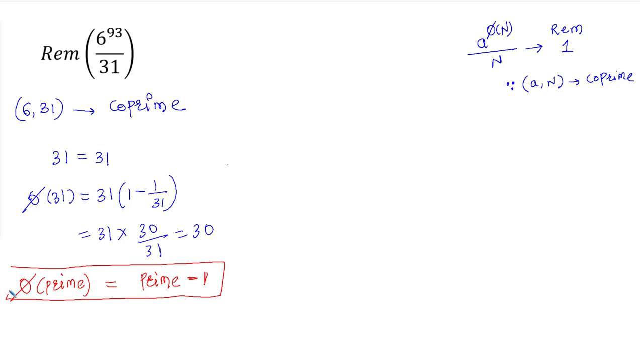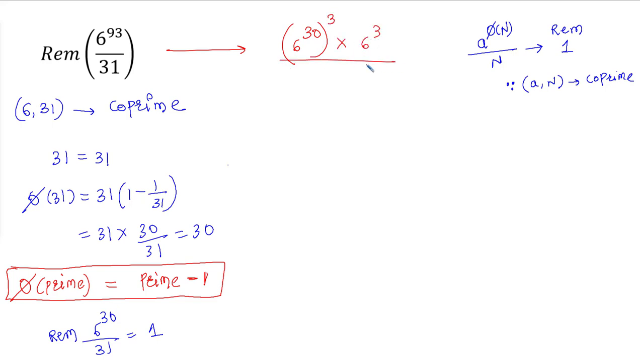Okay, so from this what we can see that 6 to the power 30 divided by 31, the remainder is always going to be 1. Okay, so over here we are going to adjust 6 to the power 30. Okay, so bracket to the power how much? Bracket to the power 3, that is 90 into 6 to the power 3 is left, divided by 31. Okay, so now 6 to the power 30 when divided by 31, the remainder is how much? 1 to the power 3, that is 1.